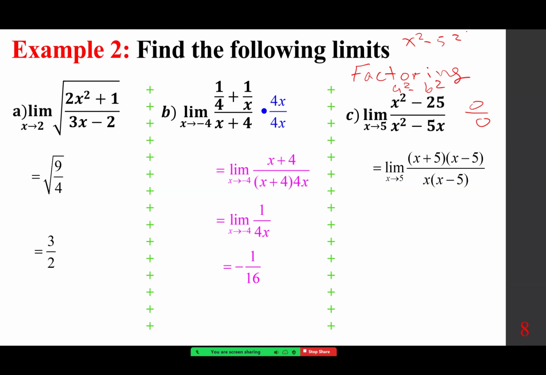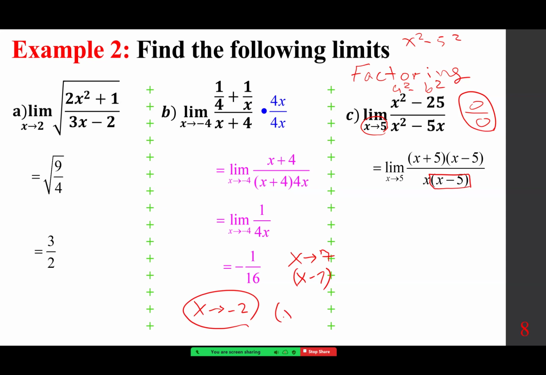The other thing I want to tell you, class, because this becomes 0 over 0, and because x is approaching 5, we really have a problem with the 0 in the denominator. This means the denominator should have a factor of x minus 5, and it does. If x is approaching, let's say, 7, we should have a factor of x minus 7. If x is approaching, let's say, minus 2, we should have a factor of x plus 2. That should help you with factoring.